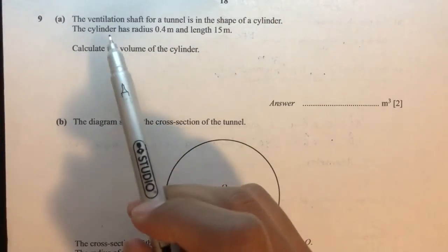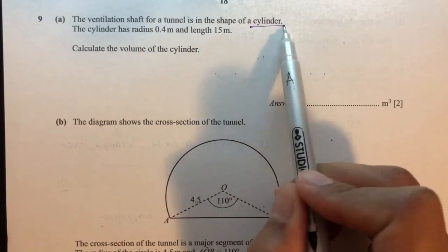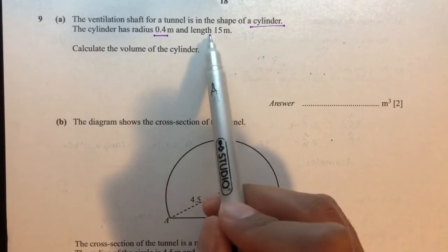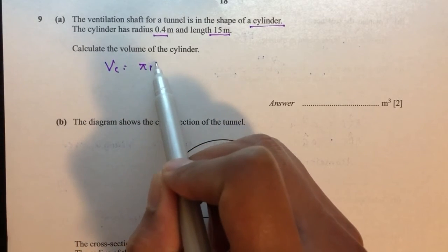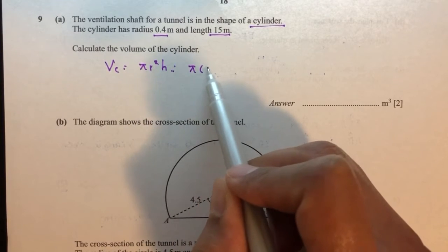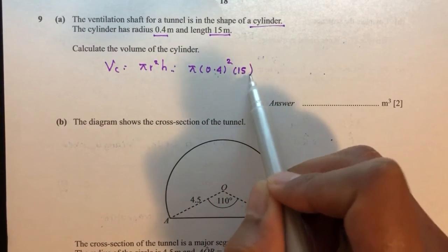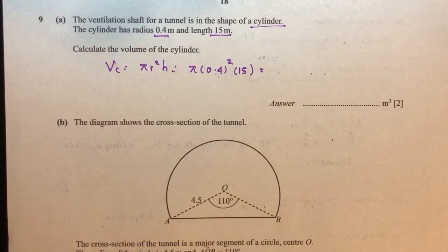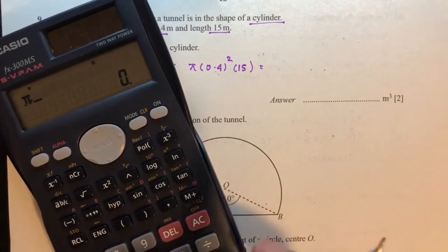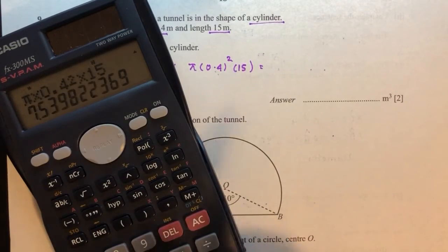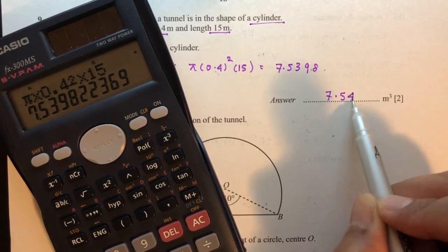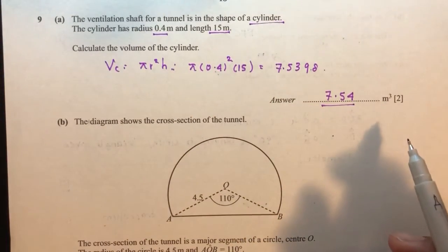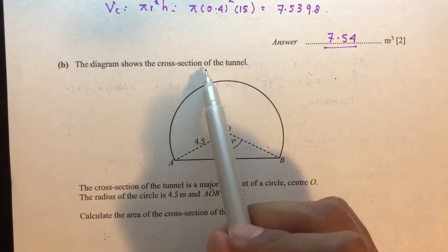Question number 9. The ventilation shaft for a tunnel is in the shape of a cylinder. The cylinder has this radius and this length. Find the volume of the cylinder. As you know, the volume of a cylinder is equal to pi r squared h. So pi is pi, r will be 0.4 squared, h will be 15. Let's use our calculator. Pi times 0.4 squared times 15 will be 7.5398, that is 7.54 meters cubed.